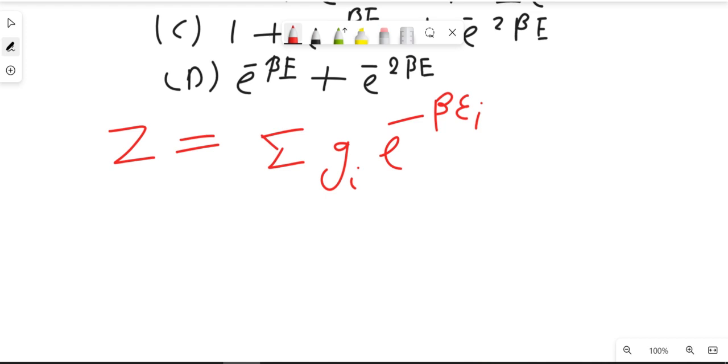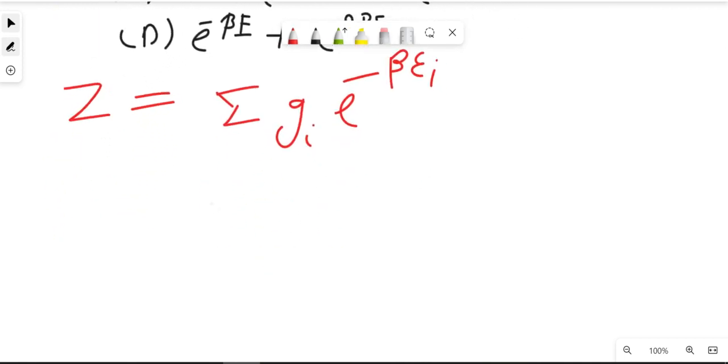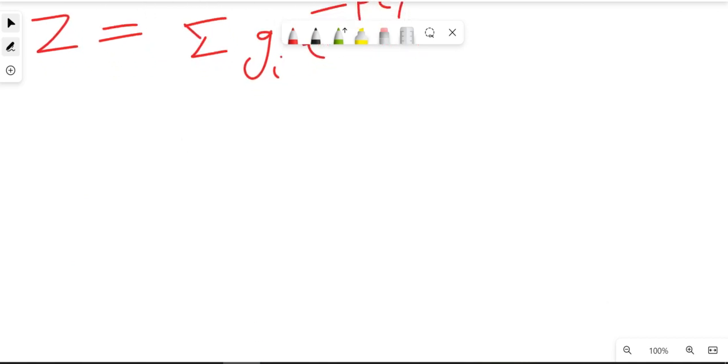So here we are given two bosons. How many bosons? Two bosons. For two bosons we know a boson can stay in the same energy state. So first of all we have two energy states. We have energy state E and one energy state we can assume as the ground state. And two identical bosons. So how many possibilities are there?